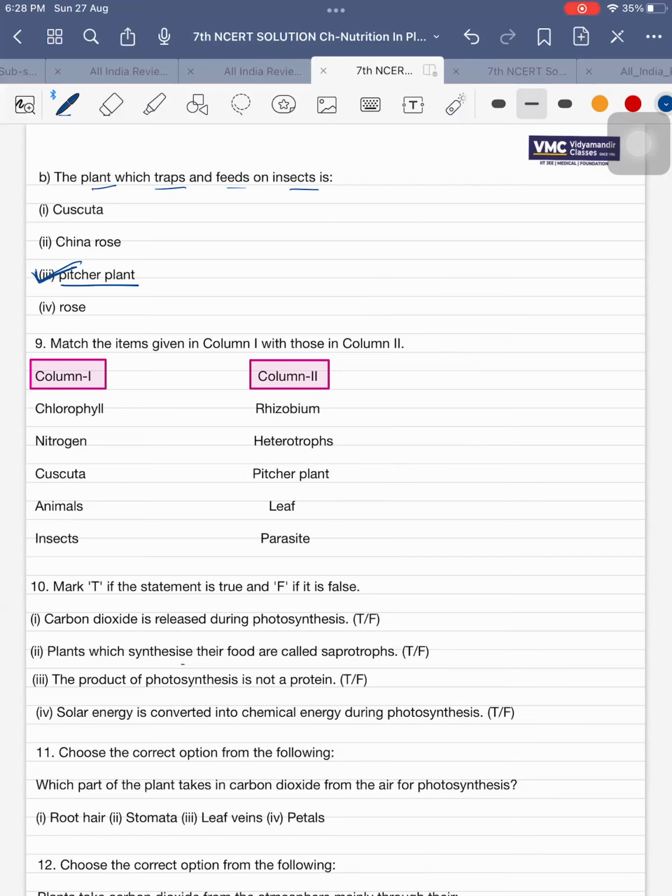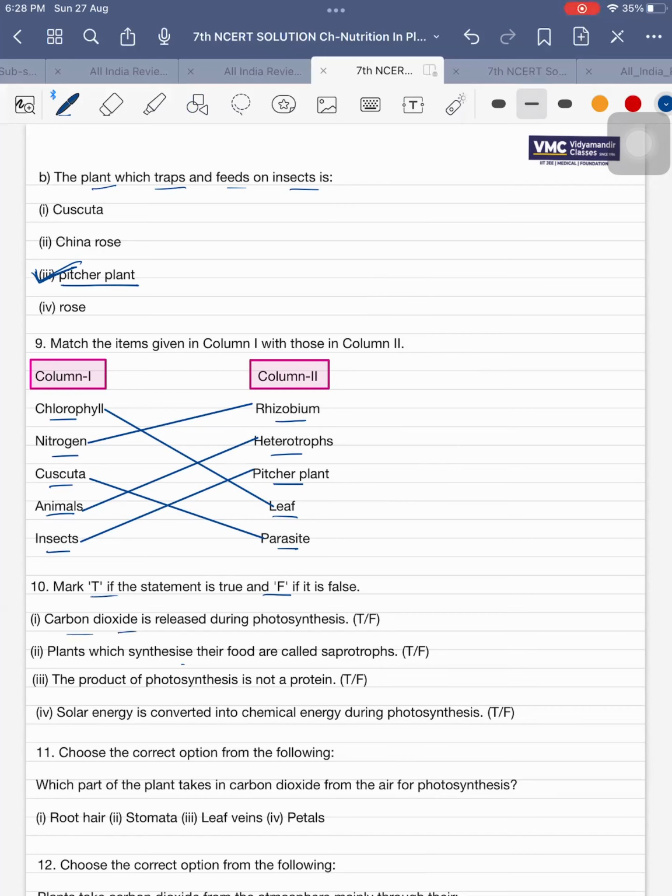Match the following: chlorophyll, nitrogen, Cuscuta, animal, insect; rhizobium, heterotroph, pitcher plant, leaf, and parasite. So let's match with chlorophyll. It is present in leaf. Nitrogen is fixed by rhizobium bacteria, which is present in the roots of legume plants. Cuscuta, it's a parasite. Animals are heterotrophs that depend on others for food. Insect, pitcher plant. Next question, mark true and false.